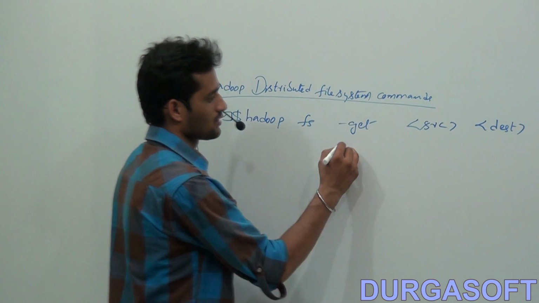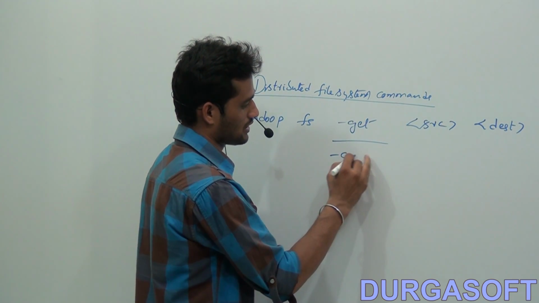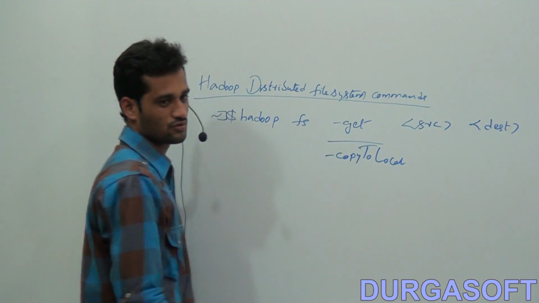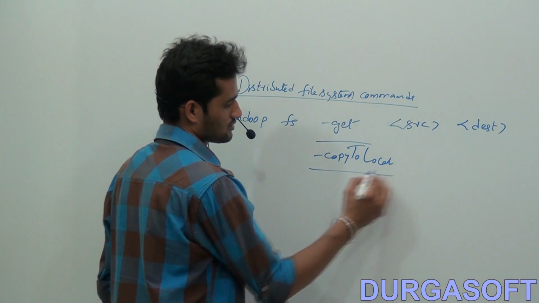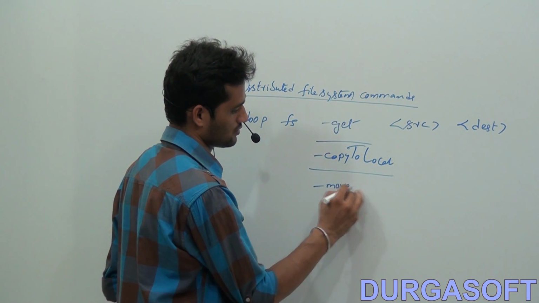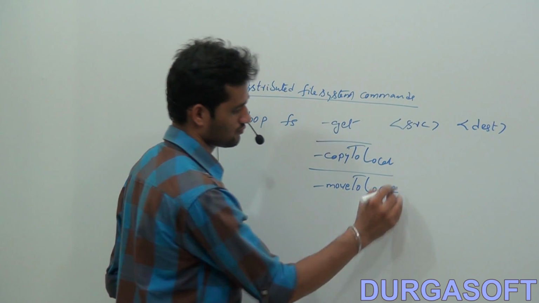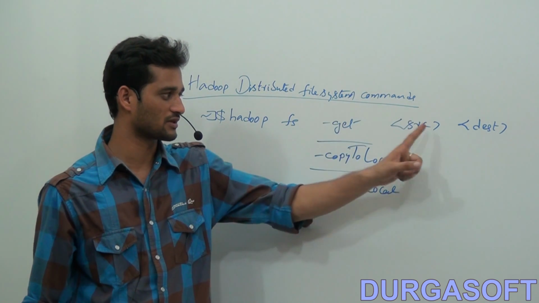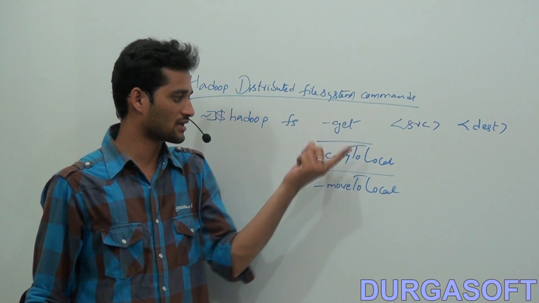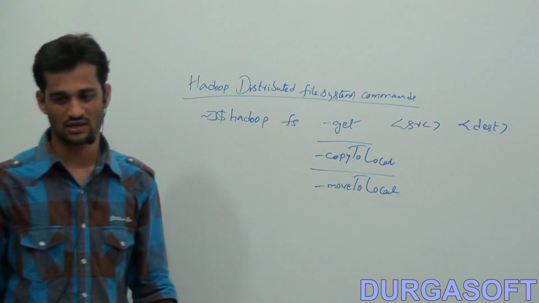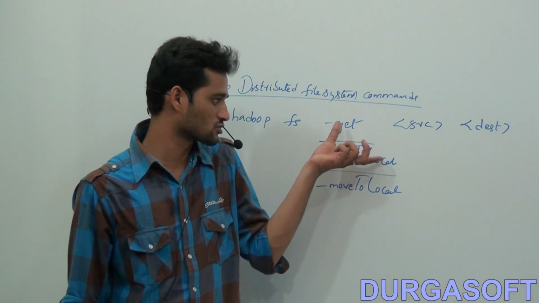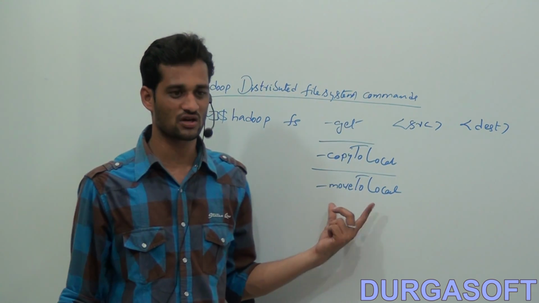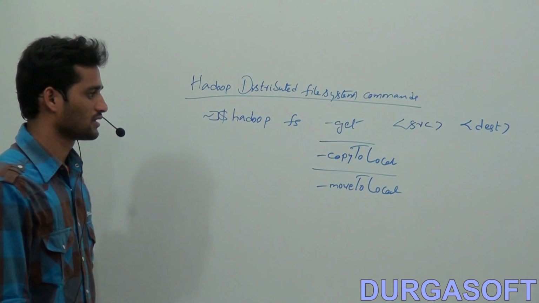Got it? Okay. Now you can even use -copyToLocal, and you can even use -moveToLocal. You can happily use hadoop fs -get, -copyToLocal, or -moveToLocal. Either of them you can use. These two work in the same way, meaning copy and paste, but here it is cut and paste.